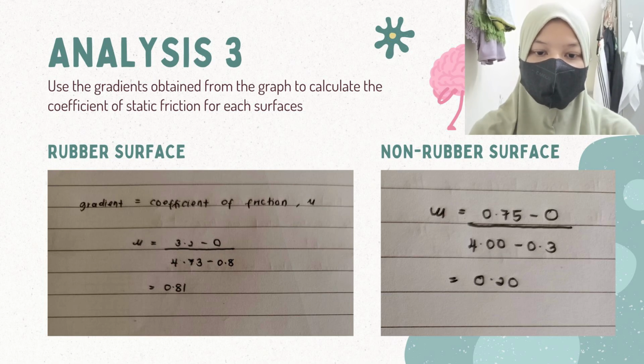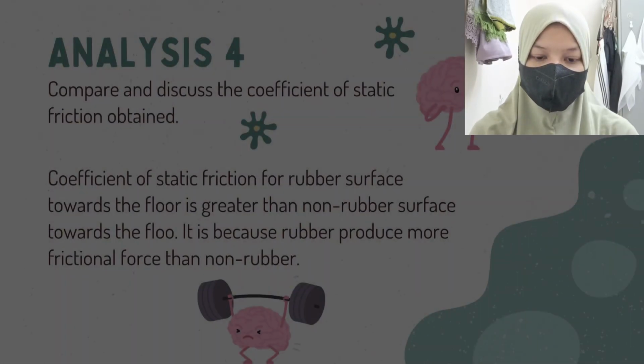For rubber, the gradient equals 3.2 minus 0 over 4.73 minus 0.8. This answer is 0.81. And for non-rubber, it equals 0.75 minus 0 over 4.00 minus 0.3. This answer is 0.20.